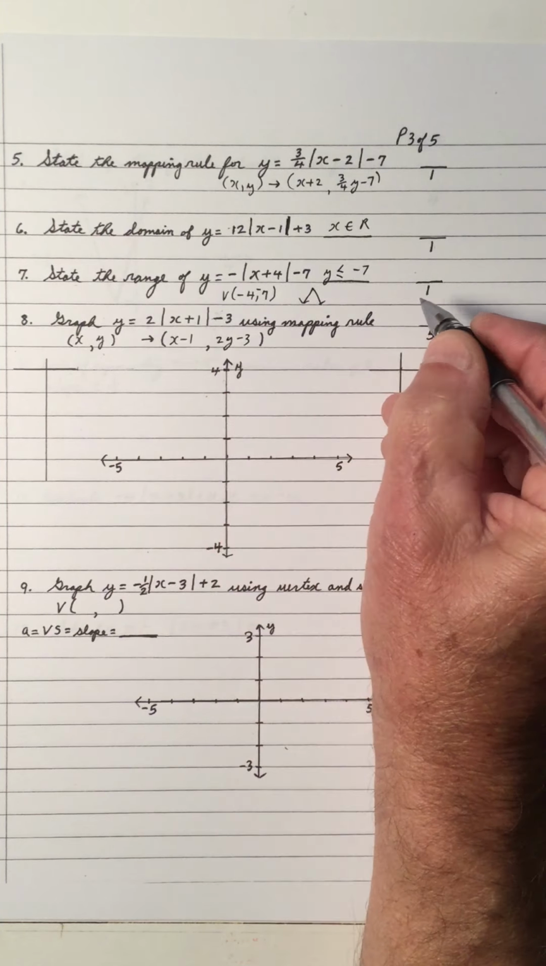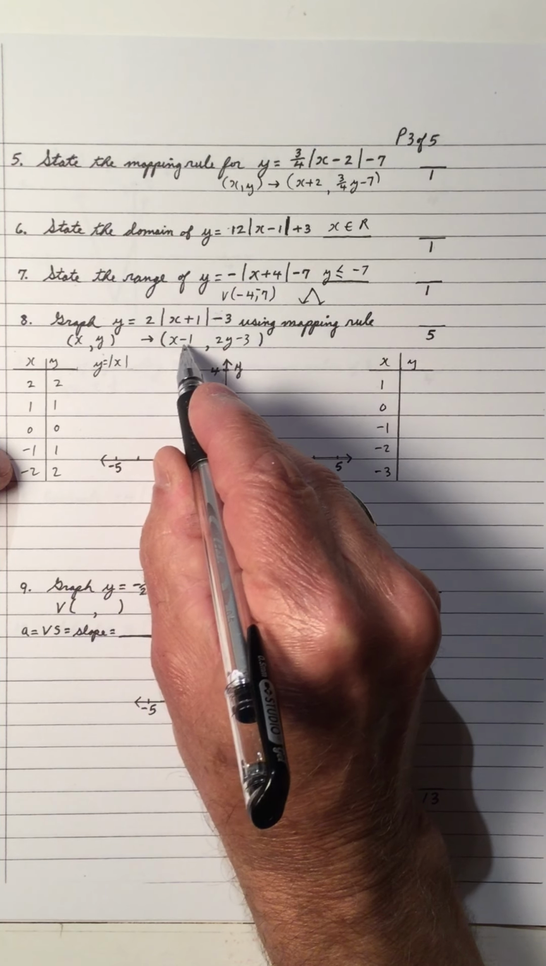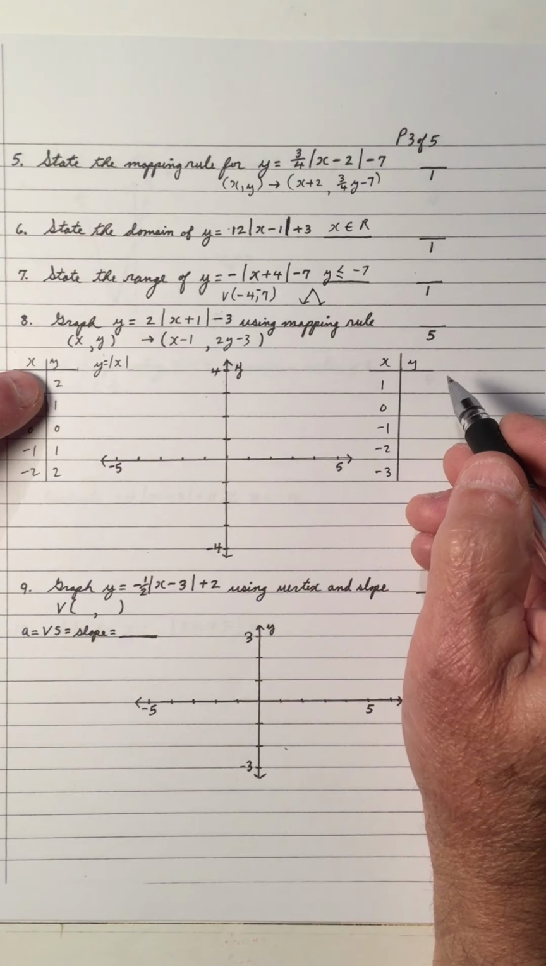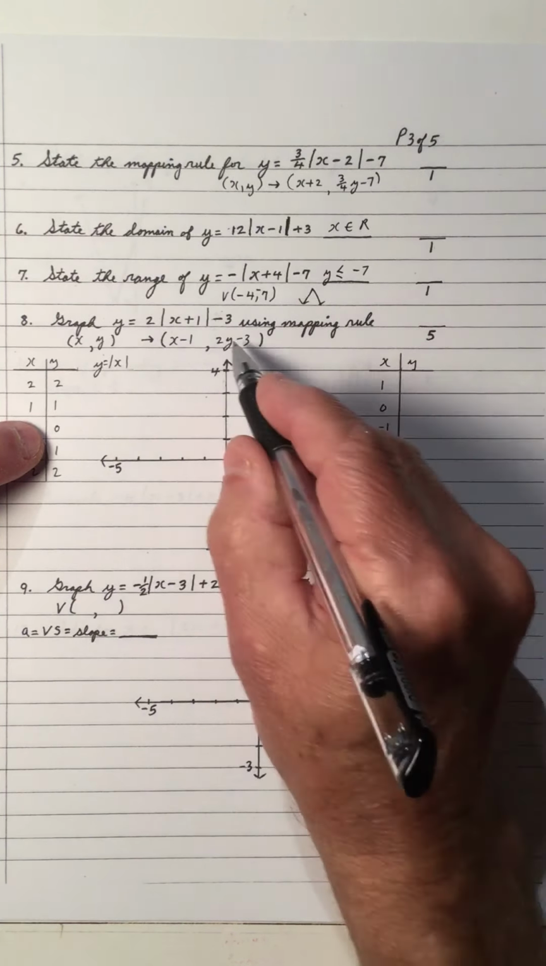So this should be negative 3. Negative 2 subbed in the mapping rule, negative 2 minus 1 is negative 3. Now I'm going to put these y values in the mapping rule. So 2 goes in the place of y. 2 times 2 is 4. 4 minus 3 is 1. So 2 is also here. So that means that's a 1. So let's put a 1 in.